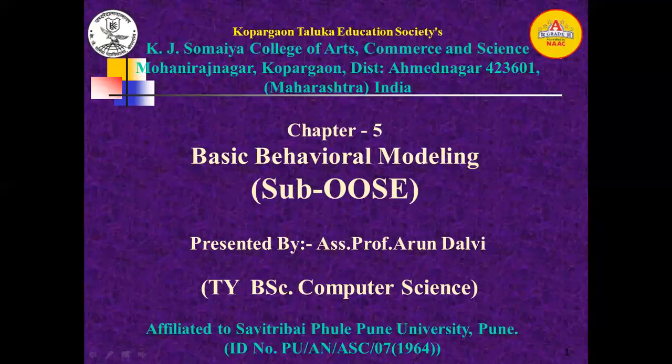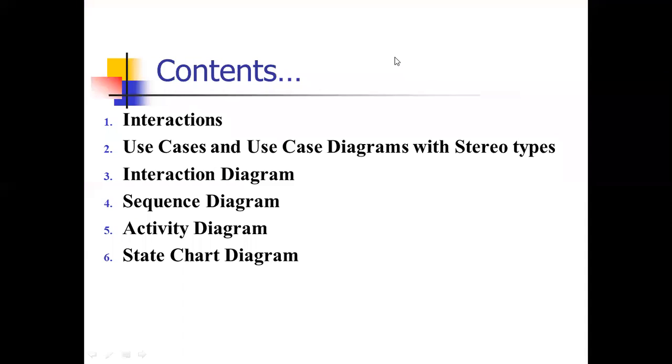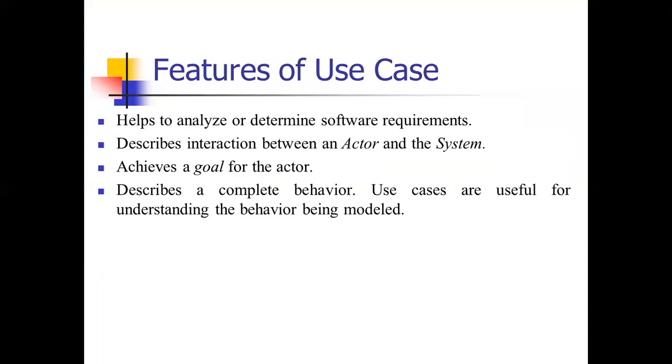Good morning, everyone. Today we are going to continue with chapter number 5, that is basic behavioral modeling. In last sessions, we have covered use cases, use case diagrams with stereotypes, and interaction diagrams. In interaction diagrams, we have seen sequence and collaboration diagram. Now we will see about activity diagram.